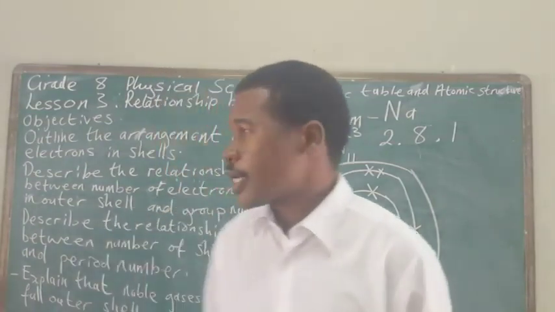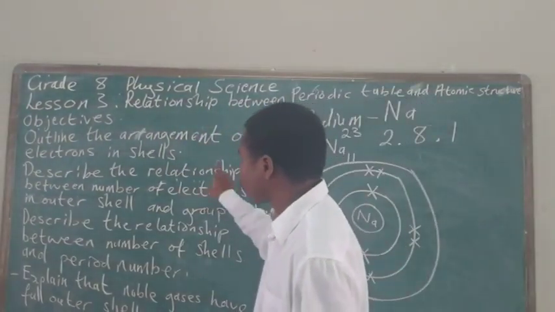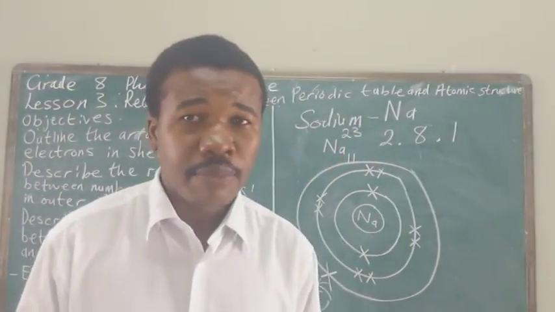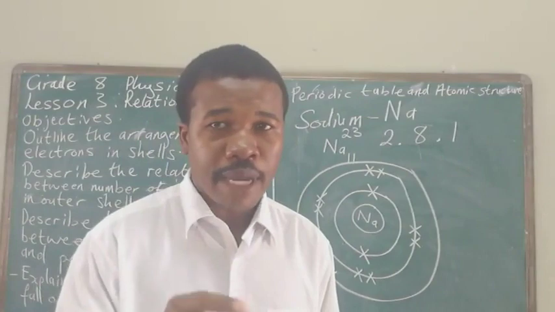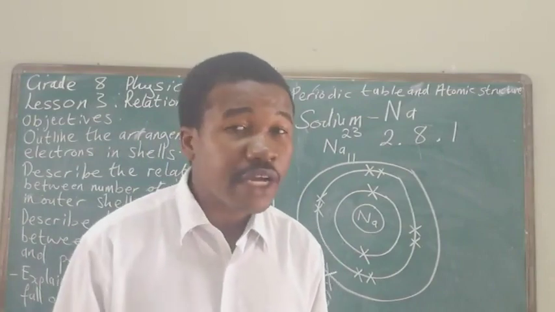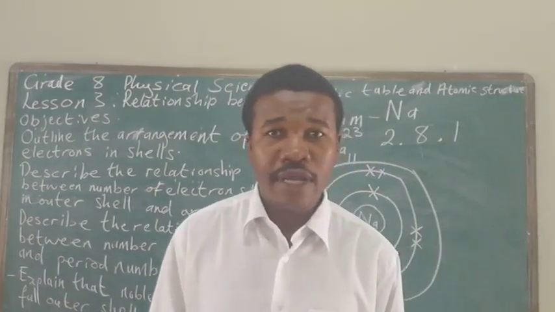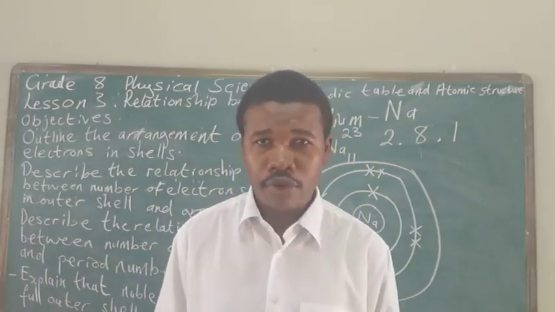Right. Now, let us look at how we are able to describe the relationship between the group number and the number of electrons in the outermost shell.